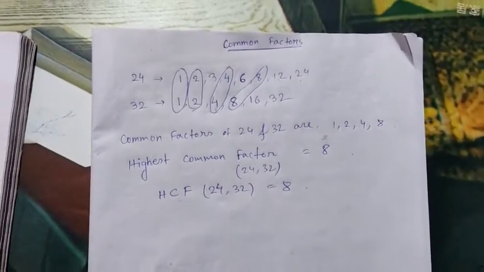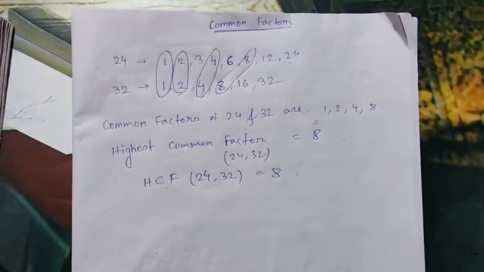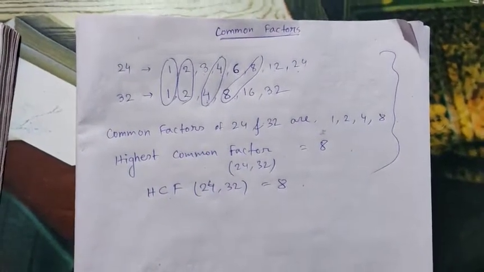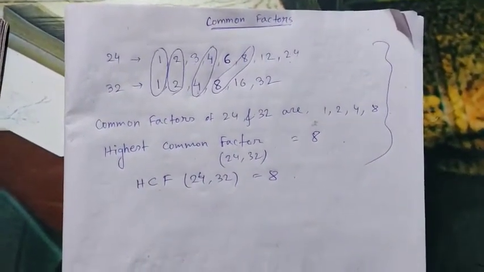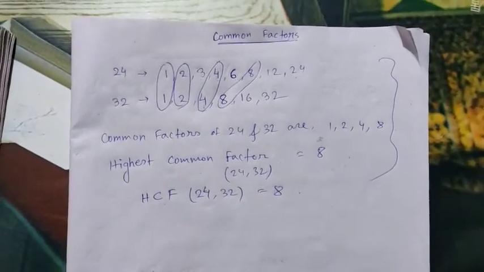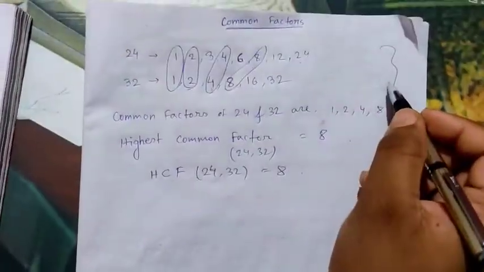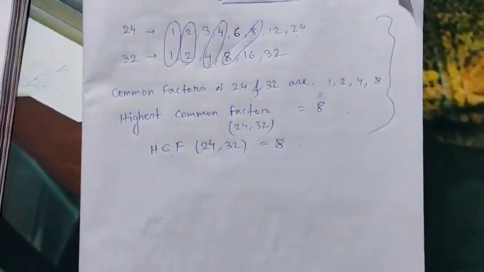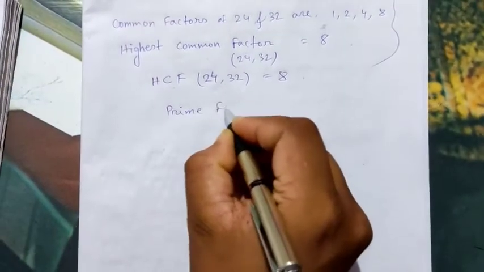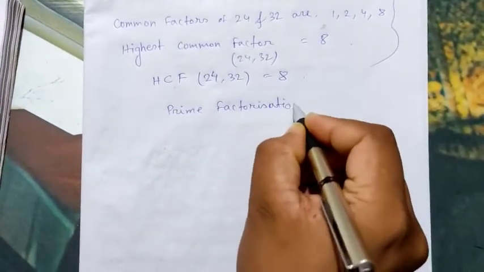Now, there are many methods to find the HCF. The one we have discussed is the very basic, definition method. There are many other short methods to find the HCF. Otherwise, if a big number is given, it is not possible to find all the factors. So the first method we are going to discuss is the prime factorization method.